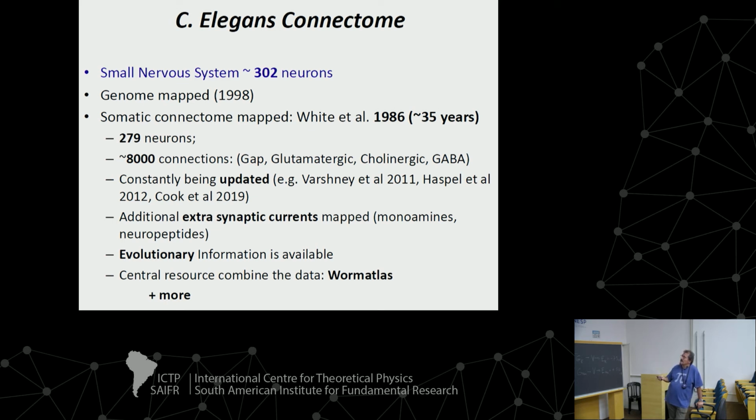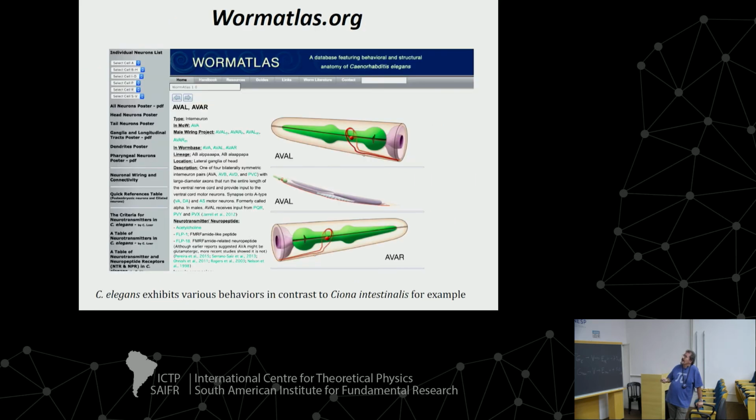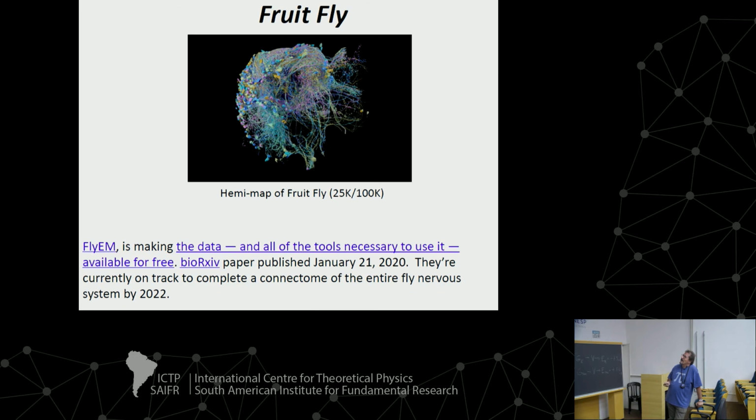Evolutionary information is available. There is lots of information. You can access this information on this webpage here, wormatlas.org. So you have there lots of information about the C. elegans.